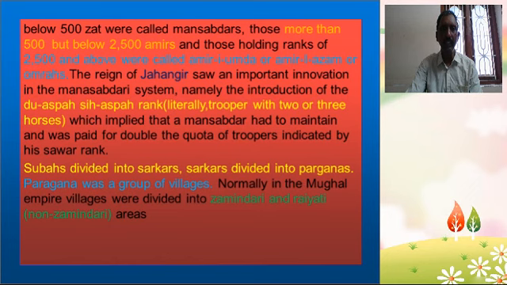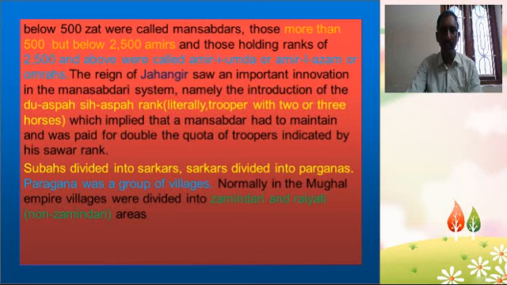The reign of Jahangir saw an important innovation in the Mansabdari system, namely the introduction of the Du-aspa Sih-aspa rank, literally trooper with 2 or 3 horses, which implied that a Mansabdar had to maintain, and was paid for, double the quota of troopers indicated by his Sawar rank.